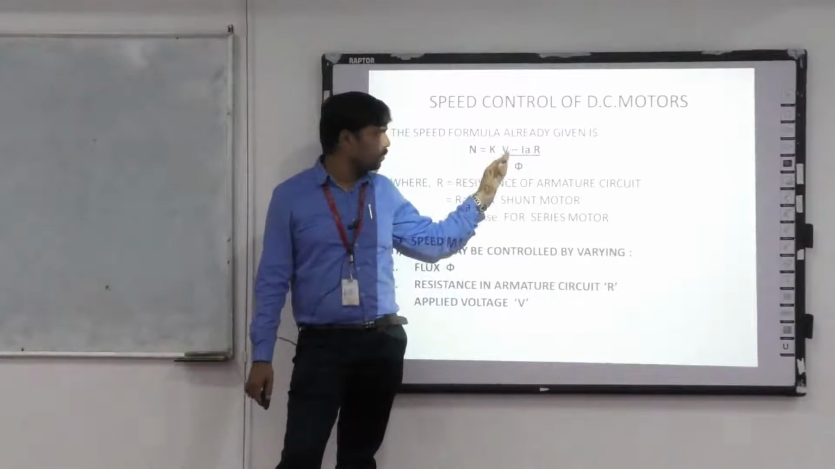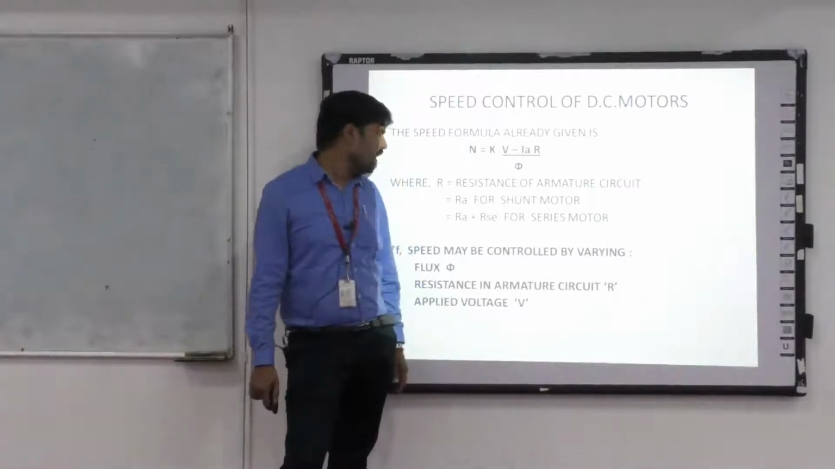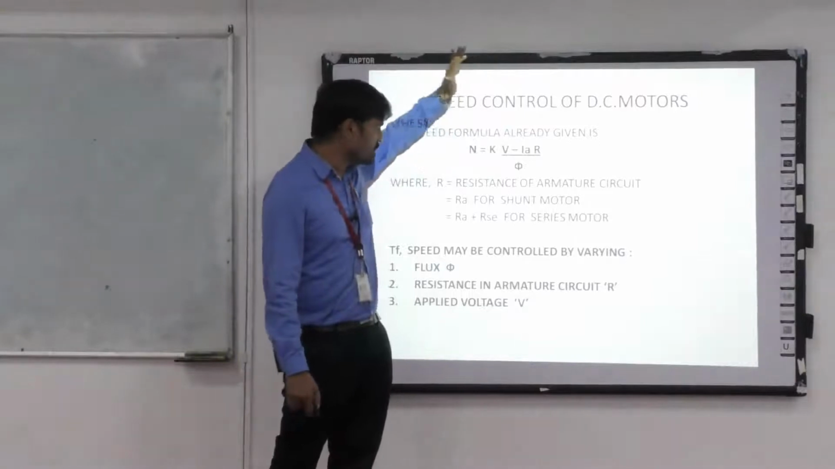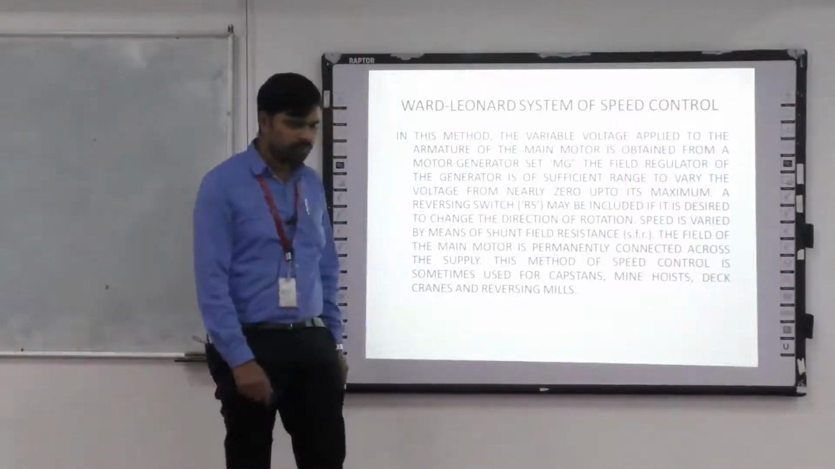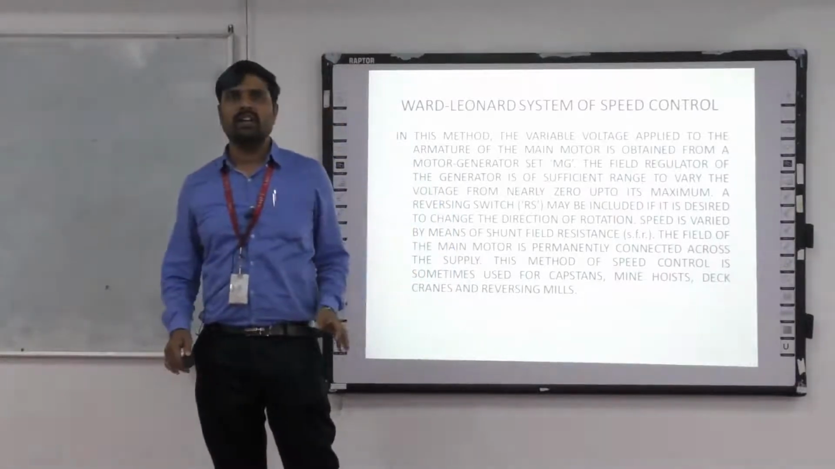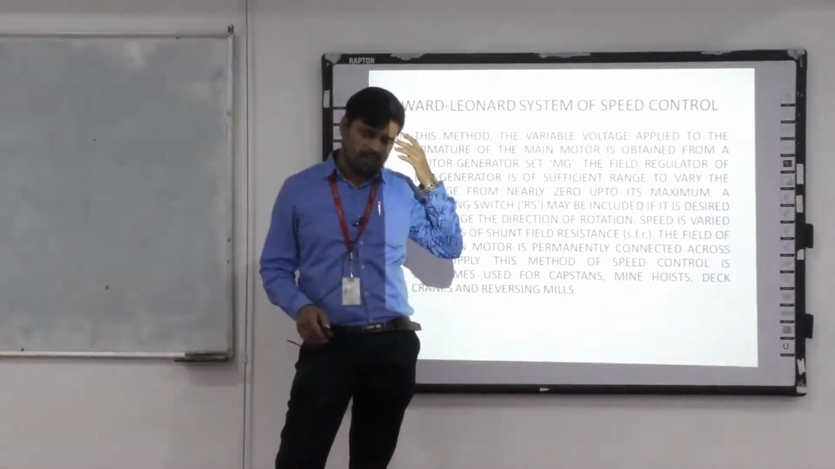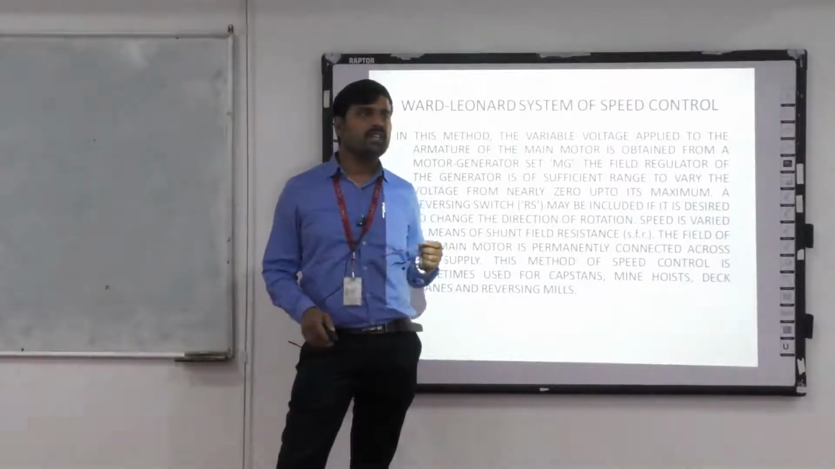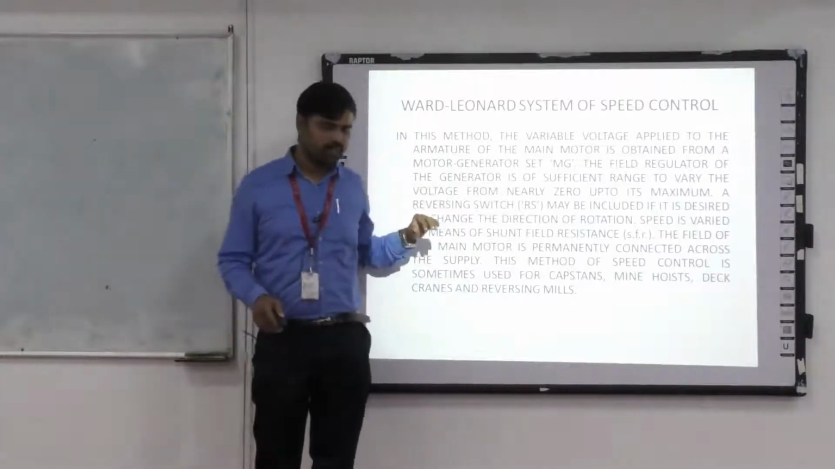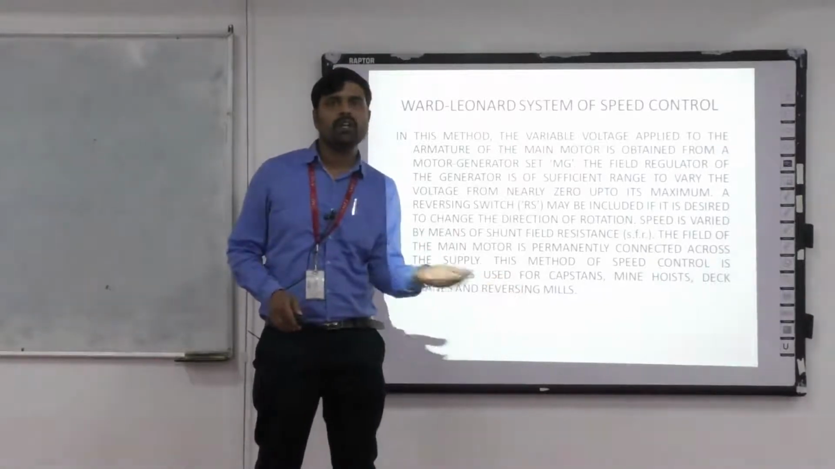N is directly proportional to V and inversely proportional to flux. So there are three types: one is the flux control method, another is the armature resistance control method, and another is the armature voltage control method. Ward-Leonard is the most used speed control method compared to the armature voltage, armature resistance and flux control methods. Why is the Ward-Leonard method used? In Ward-Leonard we control both the flux and the armature voltage, because we have to change the speed below the base speed as well as above the base speed.